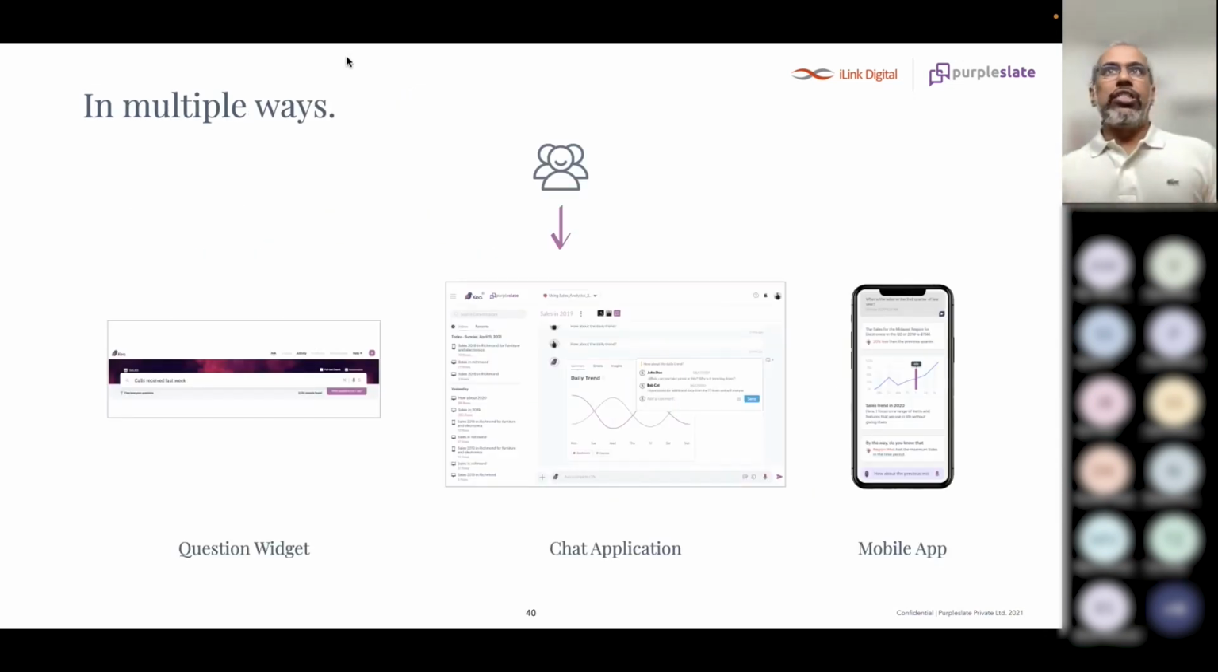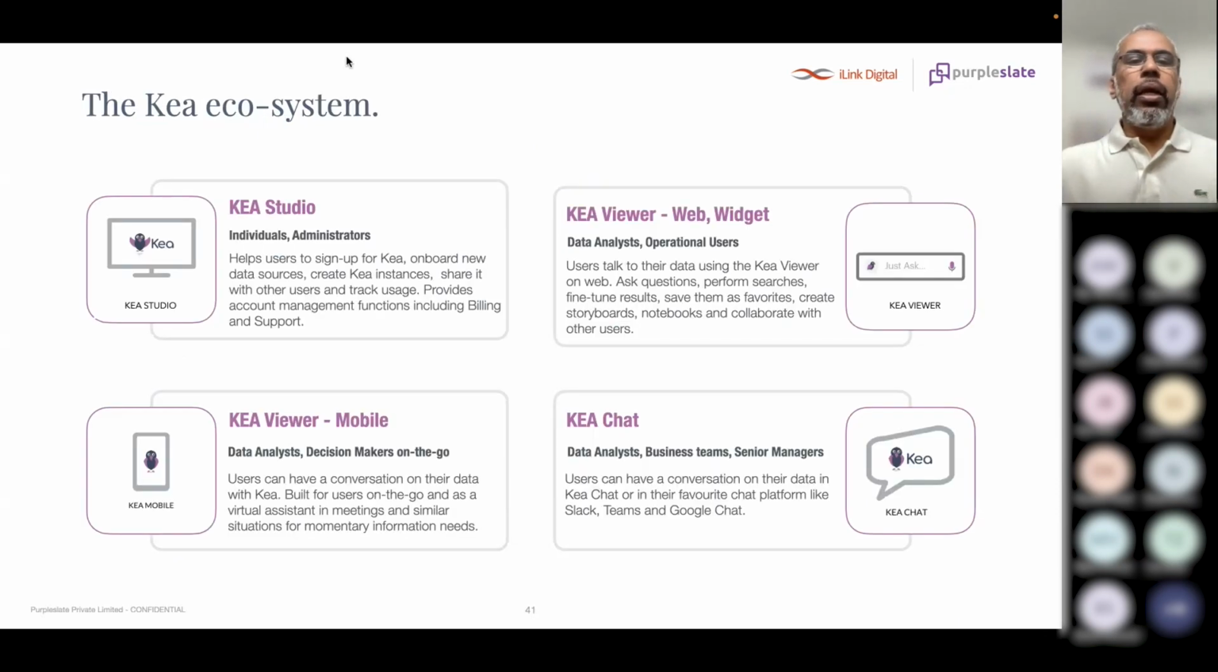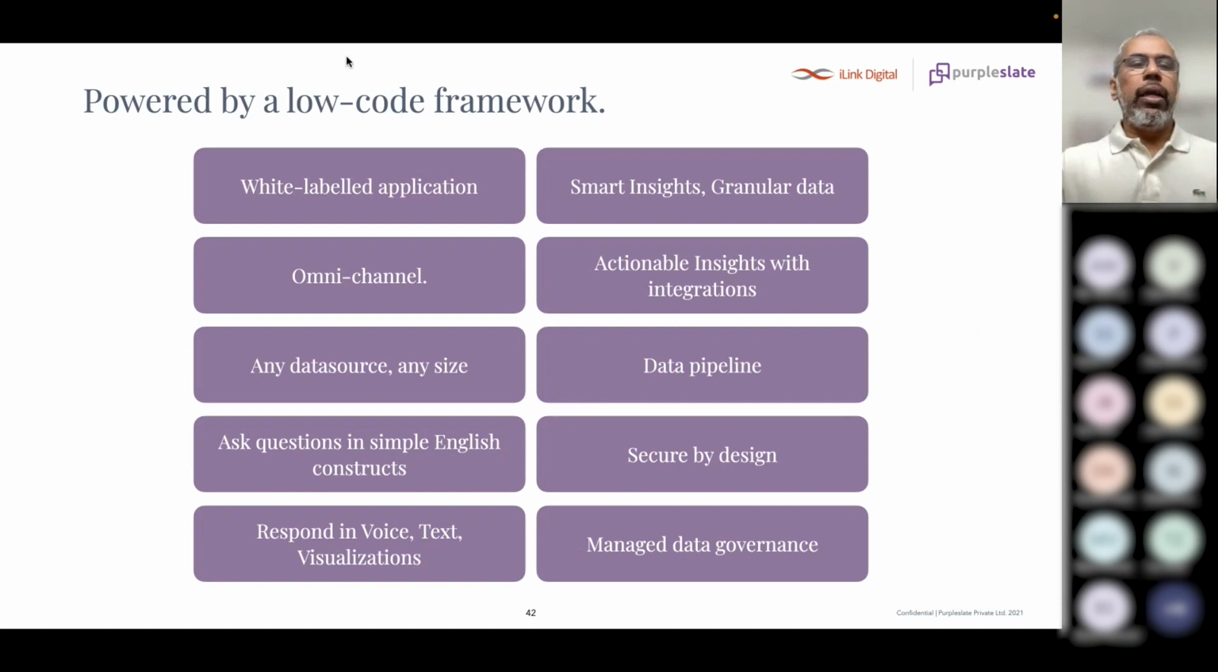There are a few variations of the software available. It's a very simple question widget. Quickly, I'll show you these applications in a quick demo. We call it a question widget or a chat application, and it is also available in a mobile application. At a very high level, this is the Kia ecosystem. You have the studio, which takes care of the data pipelines and the training part, and then the other three are what I just talked about, different ways to ask these questions.